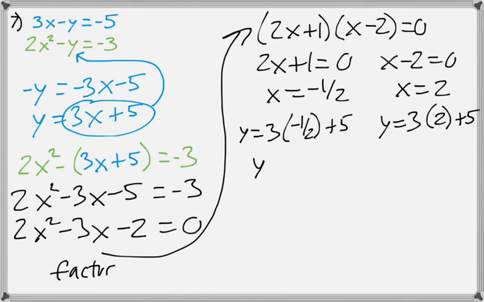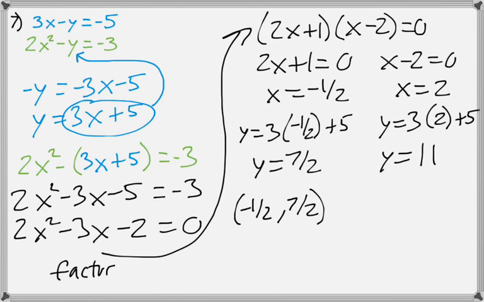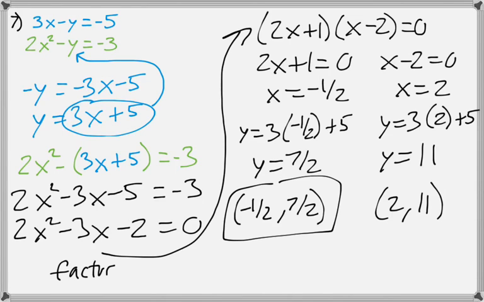So this will be y is equal to 7/2. This is y is equal to 11. So the point -1/2 and 7/2 and the point 2, 11. These will be my two intersection points.